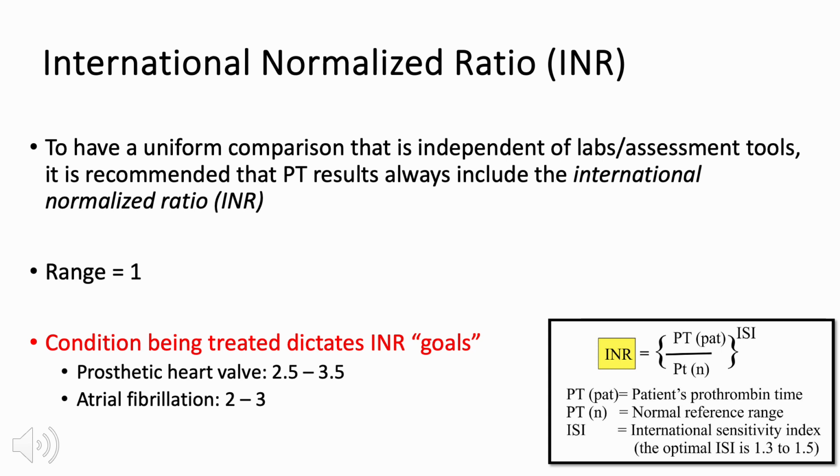The higher the INR, the more likely the patient is to bleed, the less likely they are to clot. The condition that we're treating is going to dictate the INR goals. If we're treating a patient with a prosthetic heart valve, the INR goal is higher at 2.5 to 3.5. If we're treating atrial fibrillation, the INR goals are 2 to 3.